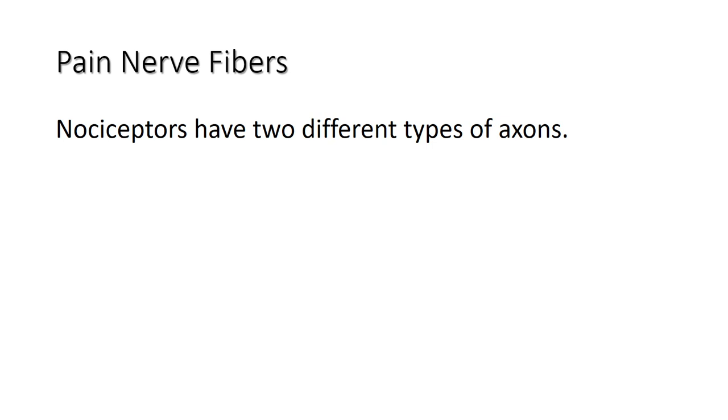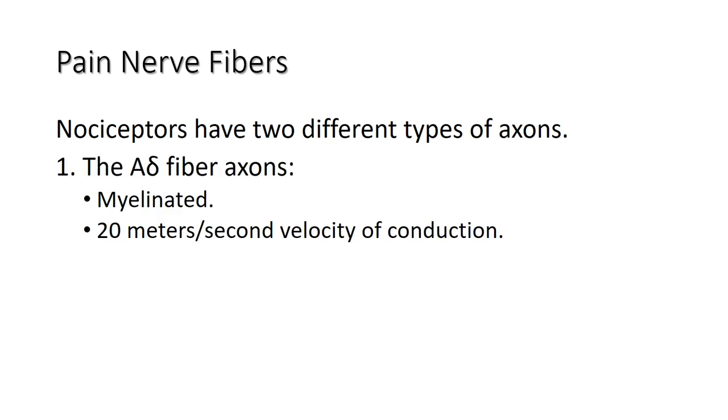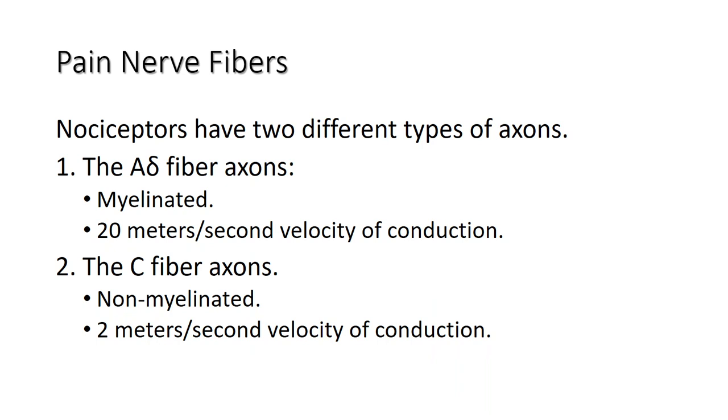Nociceptors may be connected to either of the two types of axons listed here. The A delta fiber axons are myelinated and can allow an action potential to travel at a rate of about 20 meters per second towards the central nervous system. The second type is the C fiber axons, which are slowly conducting, unmyelinated fibers. These only conduct at speeds of around 2 meters per second.